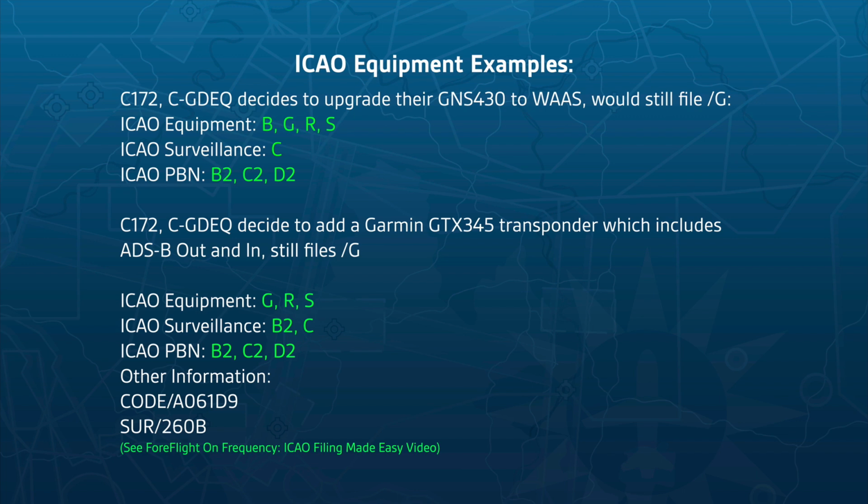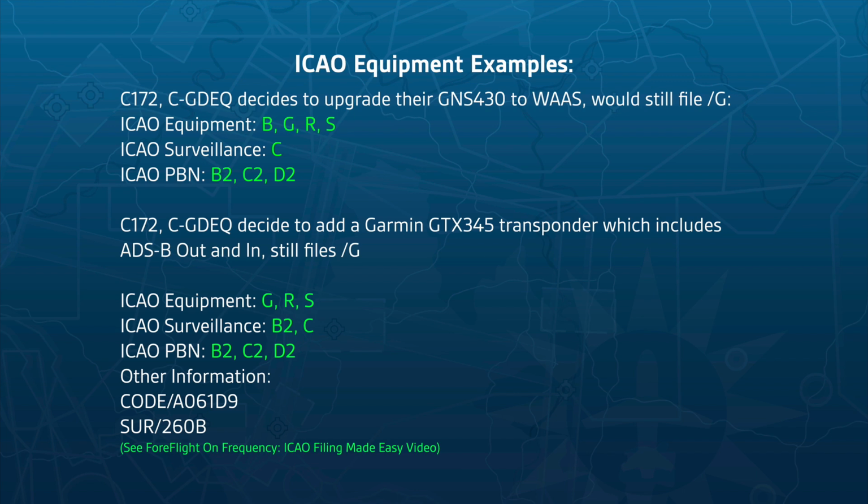Finally, Delta Quebec decides to add a Garmin GTX 345, and it includes ADS-B out and in. This is where we would specify that ADS-B out and in capability in the ICAO surveillance section there. So we'd add the Bravo 2, which is out and in, and under other information, just to make the filing even smoother, we could specify both code and SIR.